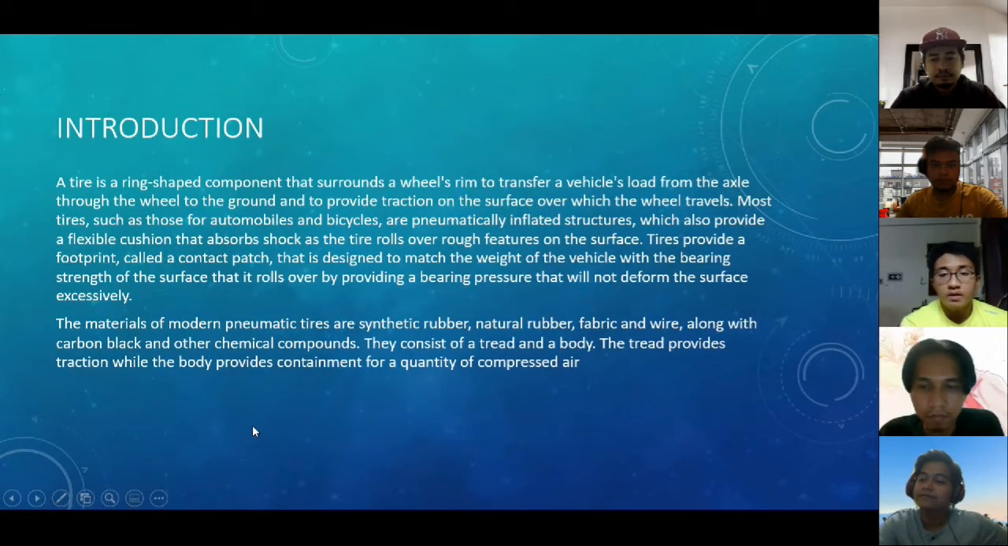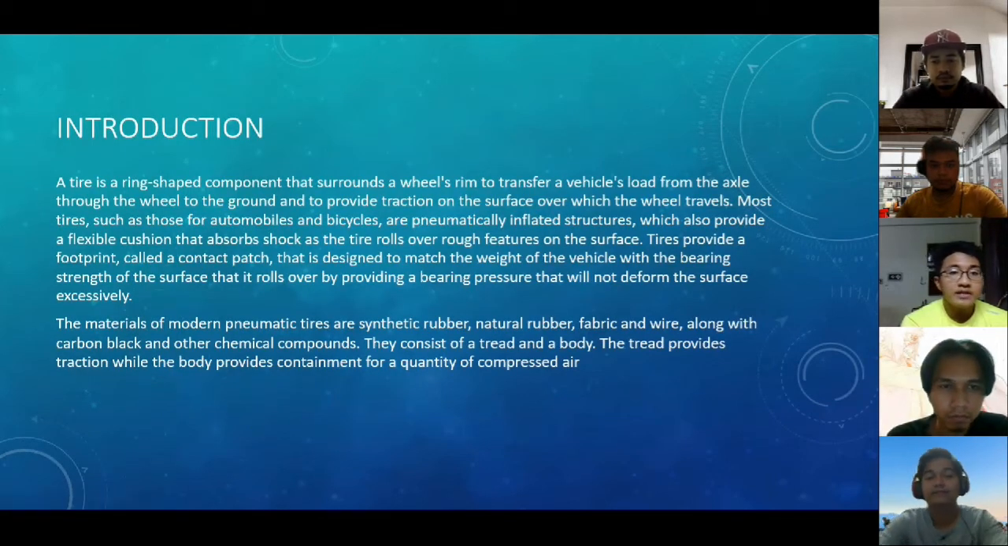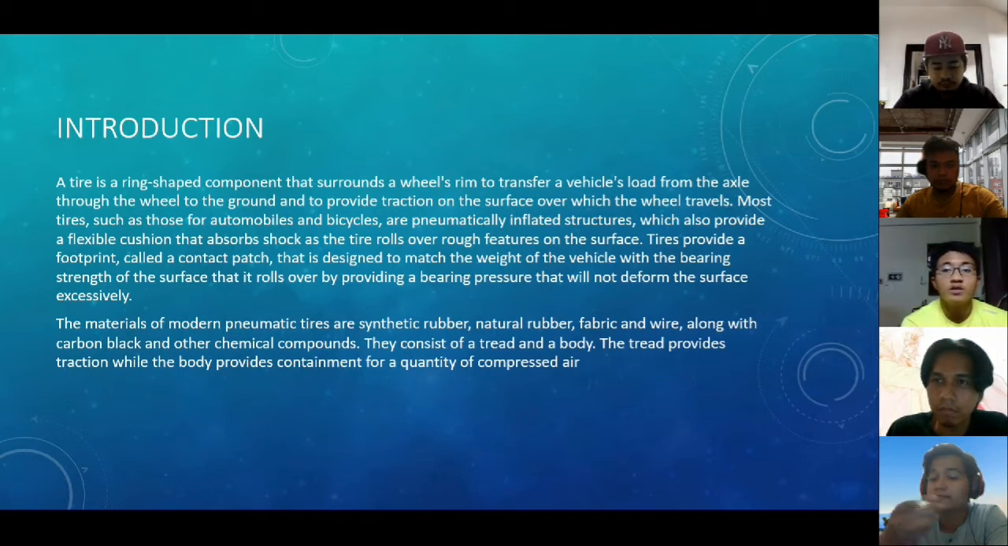A little introduction about our assignment. A tire is a ring-shaped component that surrounds a wheel's rim to transfer a vehicle's load from the axle through the wheel and into the ground and to provide traction on the surface over which the wheel travels. Most tires, such as those for automobiles and bicycles, are pneumatically inflated structures, which also provide a flexible cushion that absorbs shock as the tire rolls over rough features on the surface.